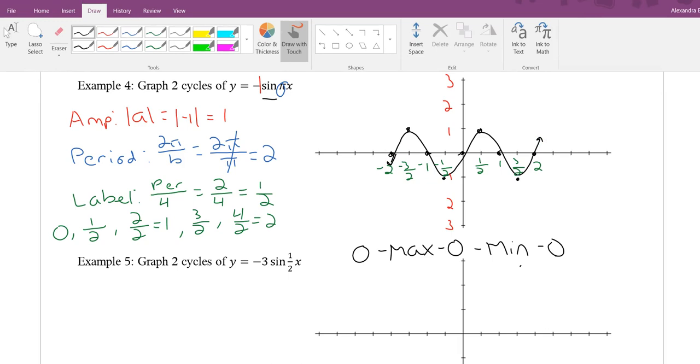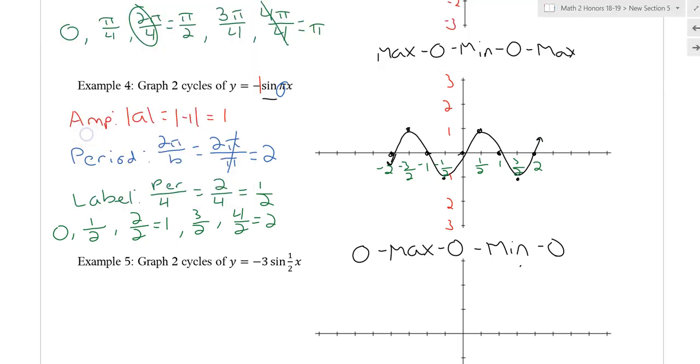However, this is a negative. So again, same thing, that negative flips it. So it's really 0. This becomes a min. The zeros stay the same. This becomes a max. 0. So for ones that have a negative out in front, be sure to have that extra step of making sure you flip that graph.